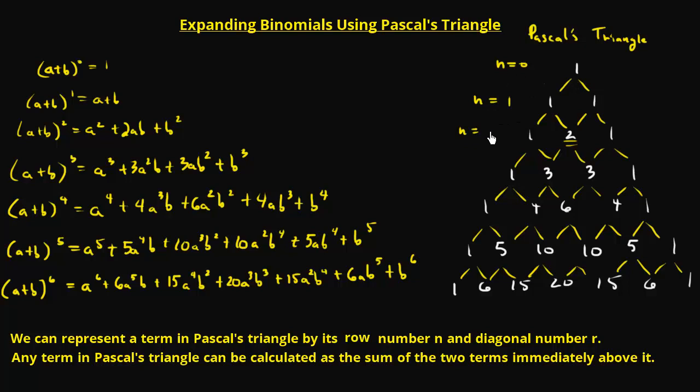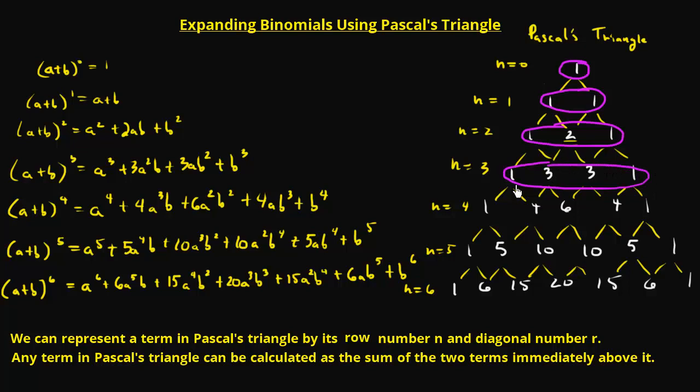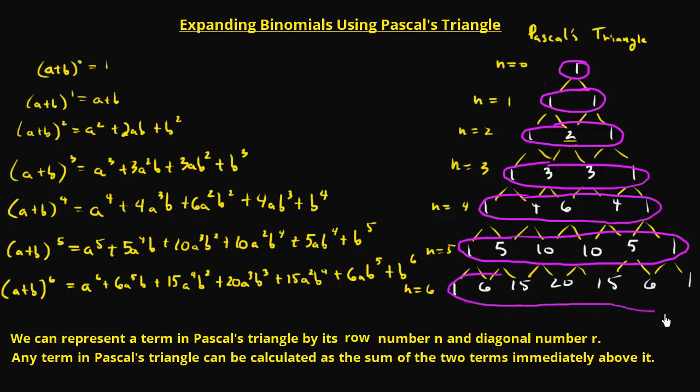N is equal to 1, n is equal to 2, n is equal to 3, n is equal to 4, n is equal to 5, n is equal to 6. So those are the row numbers. So let me just draw that out. Actually, this is the 0th row. This is row number 1. This is row number 2. This is row number 3, row number 4, row number 5, and row number 6. And the next row would be row number 7.